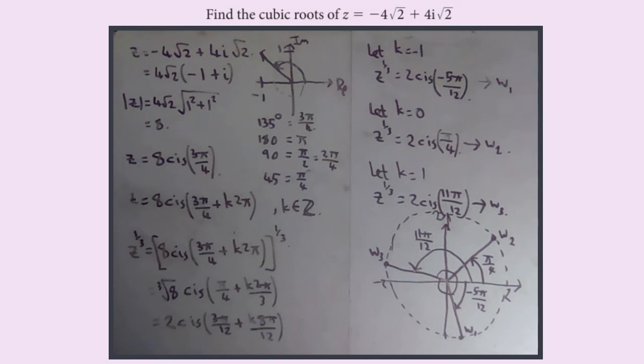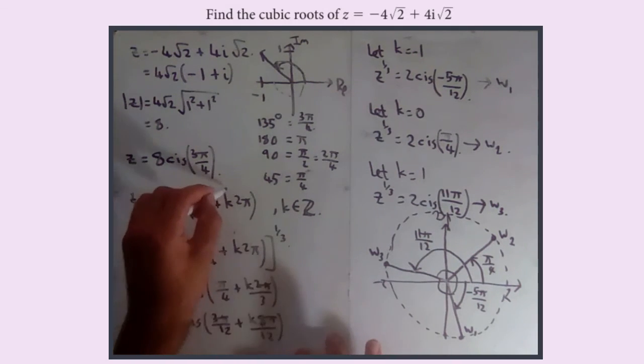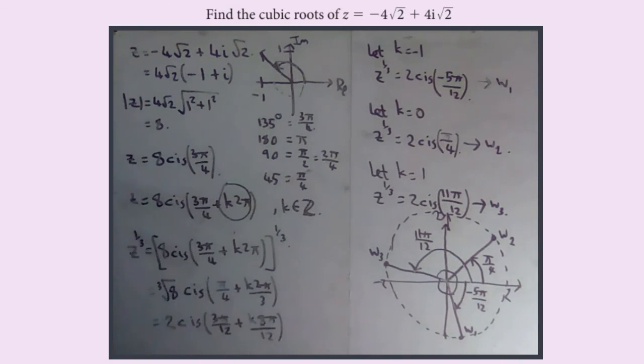So to find the nth root of a complex number, you get it in cis form. You don't forget the k 2 pi. You apply De Moivre's theorem using the fractional power to represent the root, and then you go from there and draw a diagram.